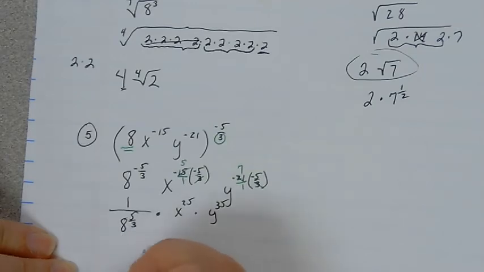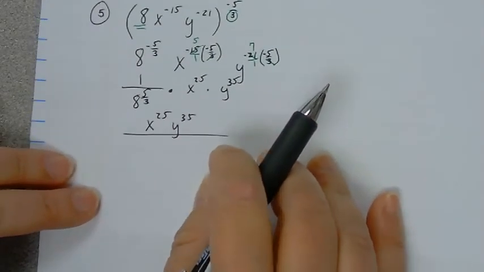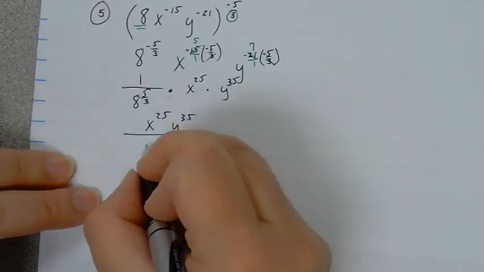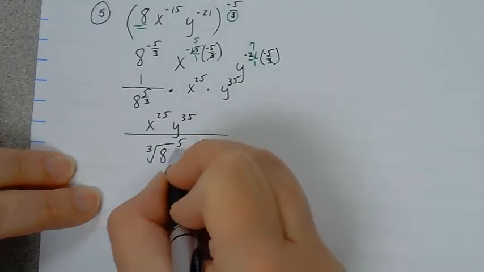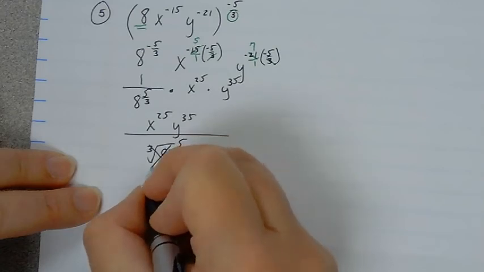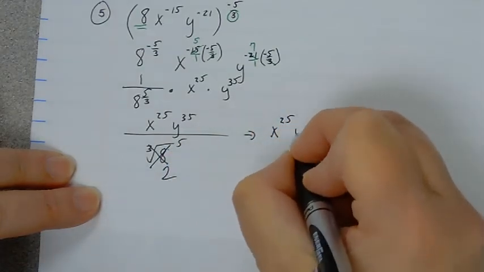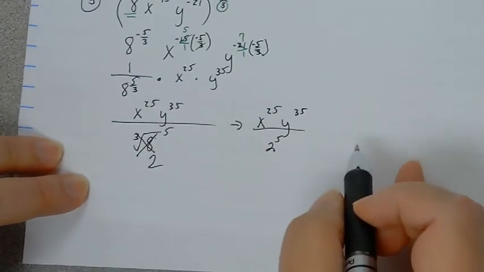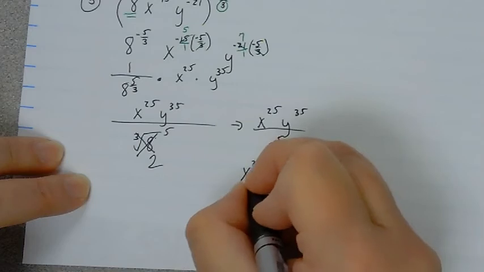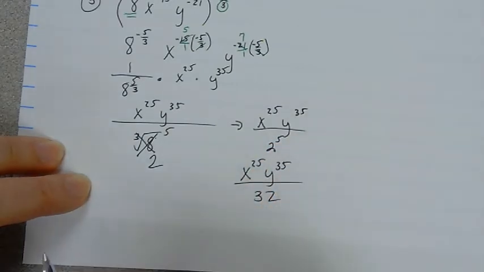So now I'm going to go ahead and combine here. So I have x to the 25, y to the 35, all over. And then I know that 8 actually has a cube root, so I'm going to write it in this form. And the 5 can go here or here. I'm going to write it like this because I know that the cube root of 8 is 2. So I have x to the 25, y to the 35, over 2 to the 5th. And I know that 2 to the 5th is 32. So my answer would be x to the 25, y to the 35, all over 32.